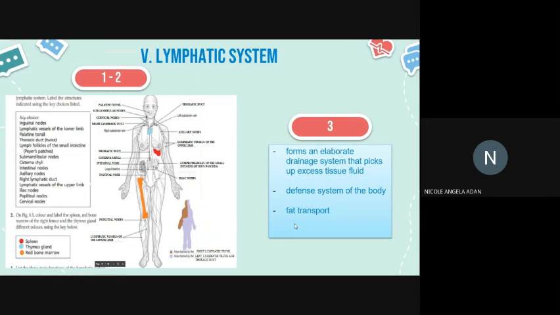For number 3, list the three main functions of the lymphatic system. Number 1, forms an elaborate drainage system that picks up excess tissue fluid. Next, the defense system of the body, and lastly, the fat transport. Now we're gonna discuss the lymph and lymphatic vessels. So number 4, which important constituent of blood is absent from lymph? We choose B, which is the erythrocytes.